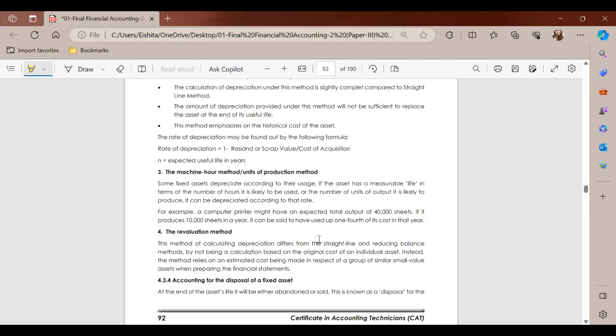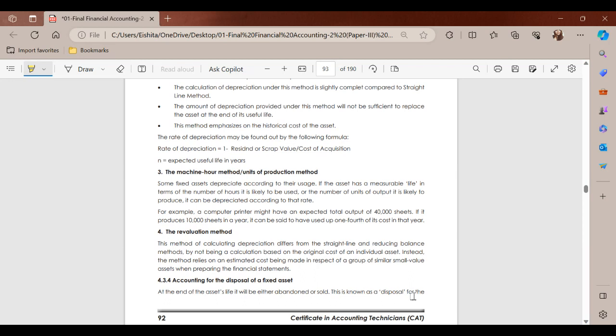Third is the machine hour method or units of production method. Suppose the life of the machine is 50,000 hours. Suppose the machine works in this year 10,000 hours. A machine cost is 50,000. So 50,000 into 10,000 divided by 50,000. So amount of depreciation will be 10,000. So that way it will reduce or increase the depreciation depending upon the machine hour rate.